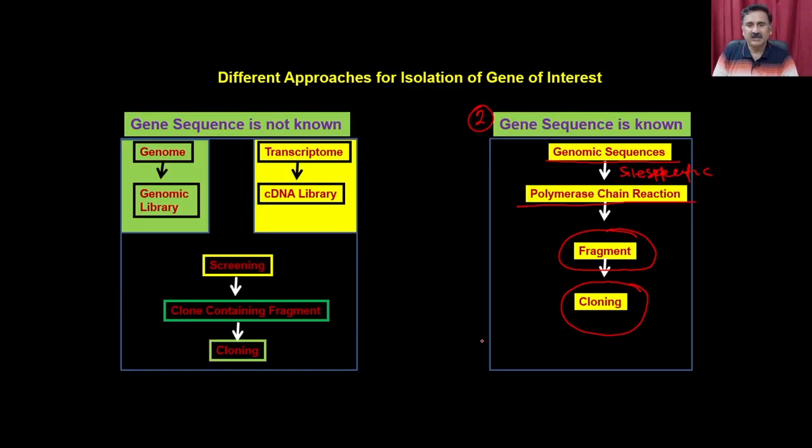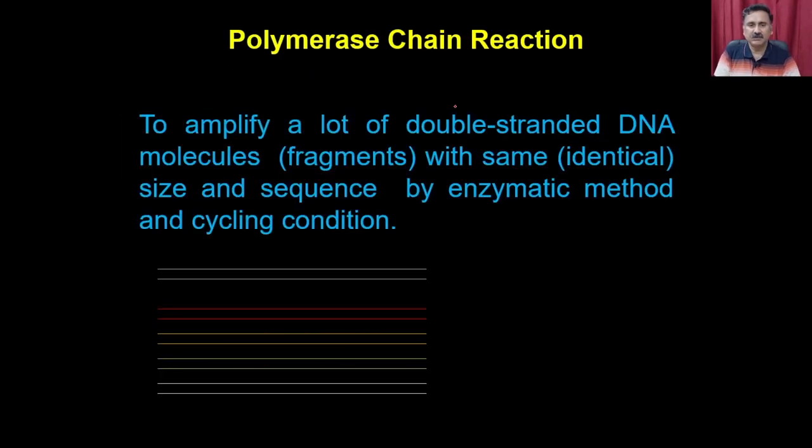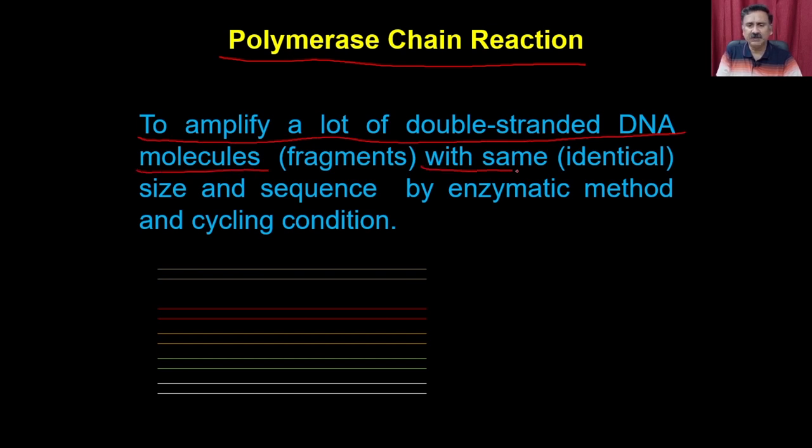Now the first question comes: what is the polymerase chain reaction? Polymerase chain reactions help you amplify a double-stranded DNA with the same size and sequence by the enzymatic method and cyclic conditions. Polymerase chain reaction amplifies a lot of double-stranded DNA molecules with the same size and sequence by the enzymatic method and cycling.